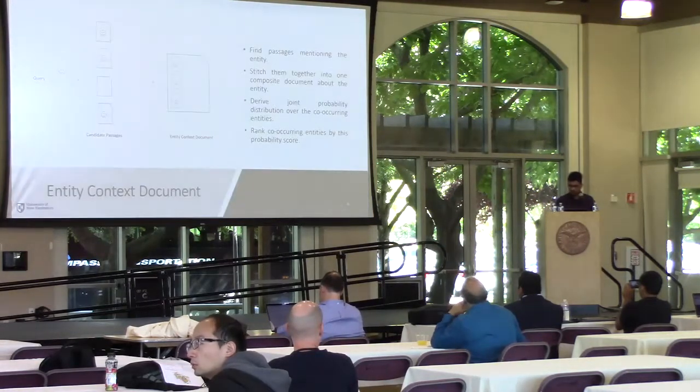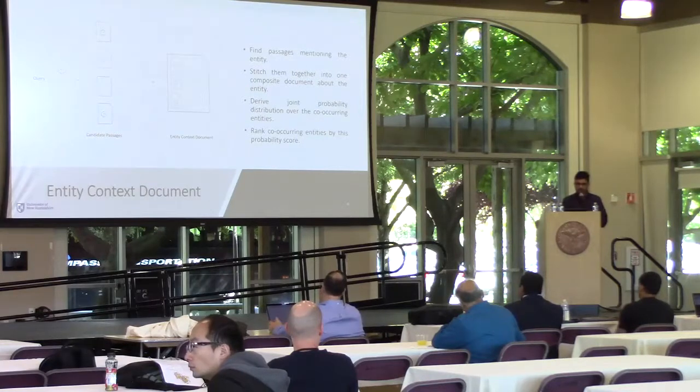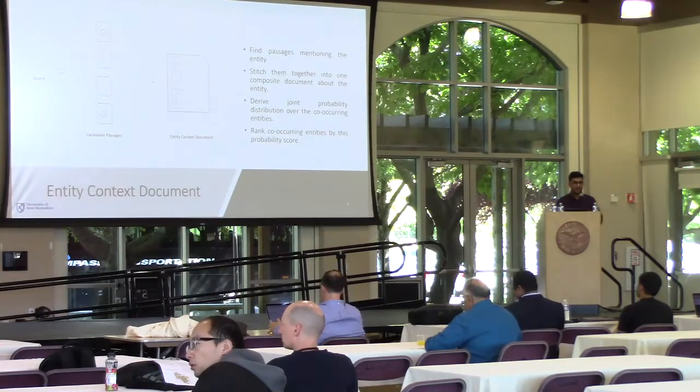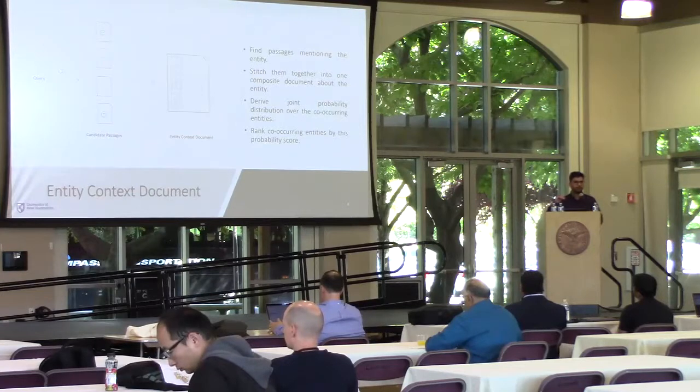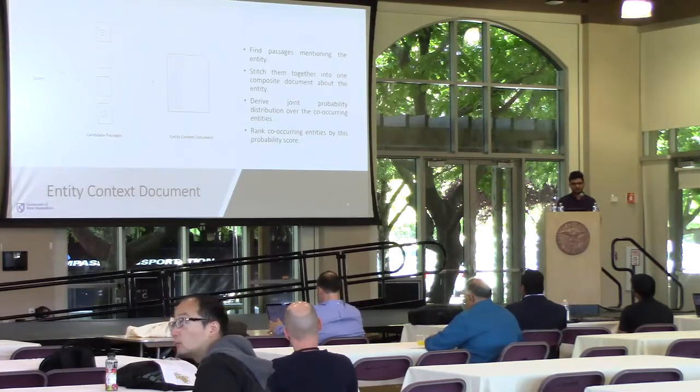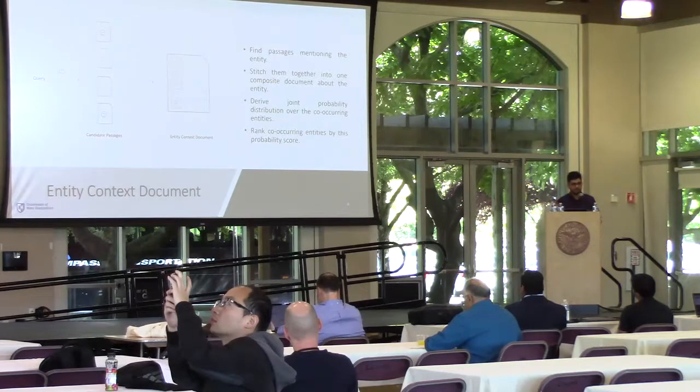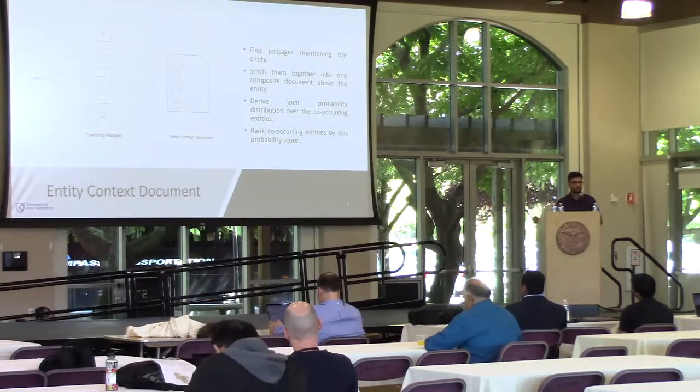I would just like to talk about how we find these co-occurring entities. In the candidate set of passages, we have passages which mention this target entity. If you find such passages mentioning the entity and stitch them together, you would have one composite document which talks about this entity. All the entities in that composite document would be entities which co-occur with that target entity. Now if you count the number of times these co-occurring entities occur, you can have a probability distribution of these co-occurring entities, and then you can rank these co-occurring entities by this probability score.